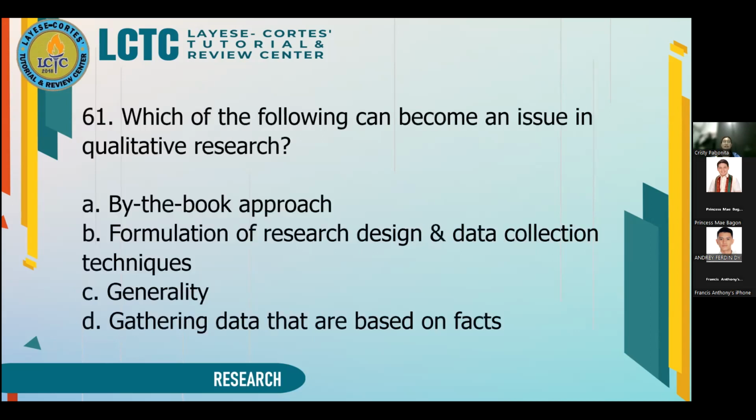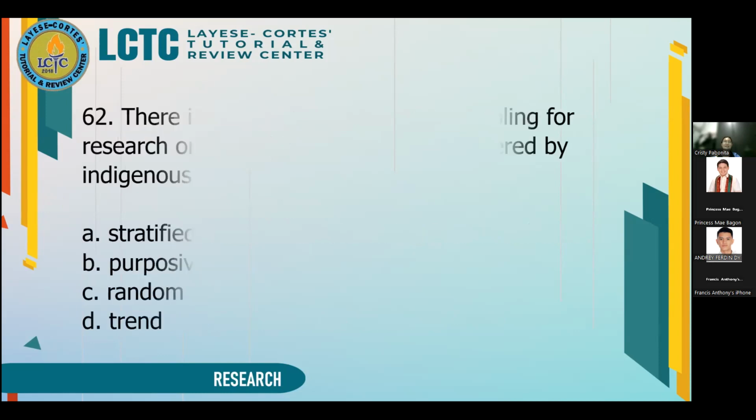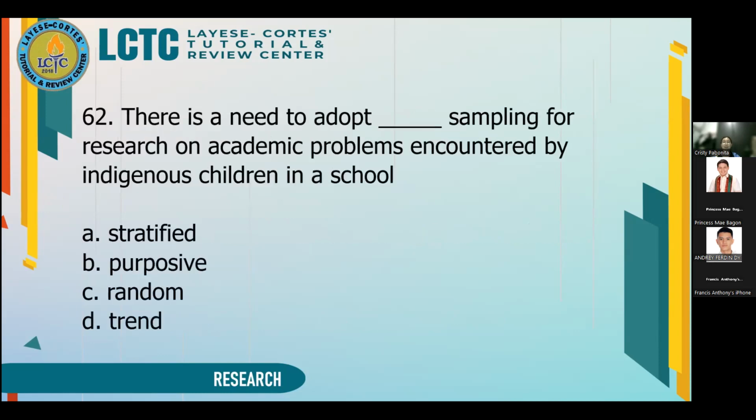Okay, 61. Which of the following can become an issue in qualitative research? Okay, 62. So there is a need to adopt blank sampling for research on academic problems encountered by indigenous children in a school. Adopt what kind of sampling again? Purposive. Yes. Gilahi lang siya arrange ang question. But the answer is still, kay ang atong focus is ang indigenous children, academic problems sa mga indigenous children. That's our purpose. So, purposive sampling.